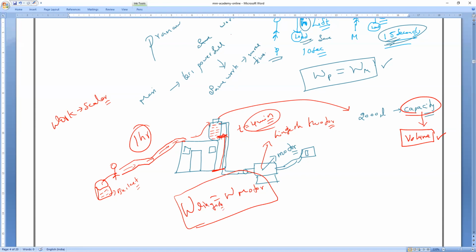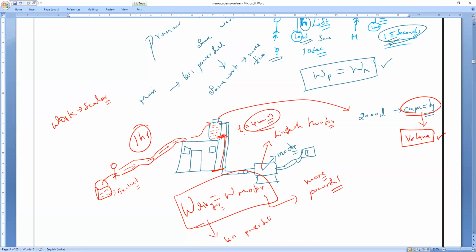Okay. So both have done the same work, but who is more powerful and who is less powerful? The motor is more powerful and Lingesh is less powerful. Why? Mr. Lingesh is less powerful, Lingesh motor is more powerful. Both are doing the same work, but what makes you say that Lingesh is less powerful?